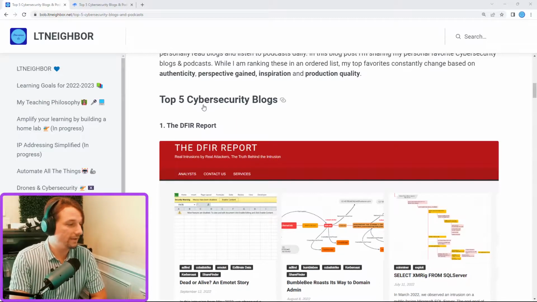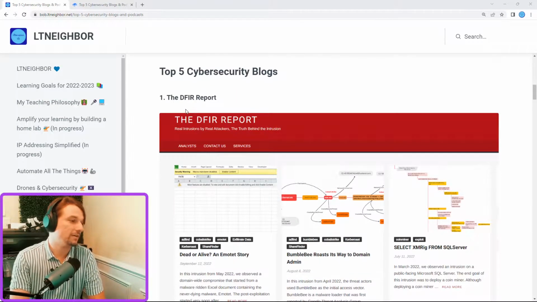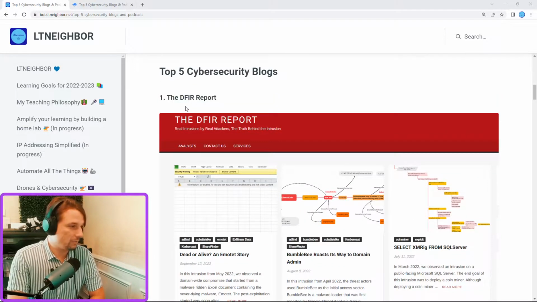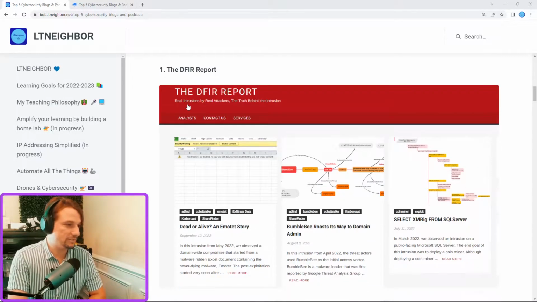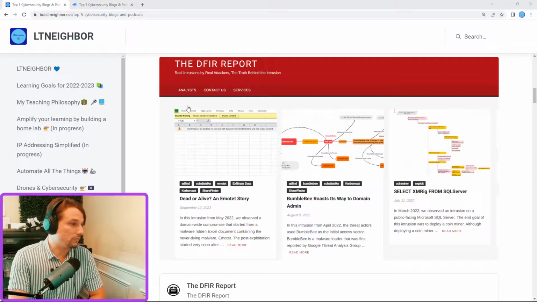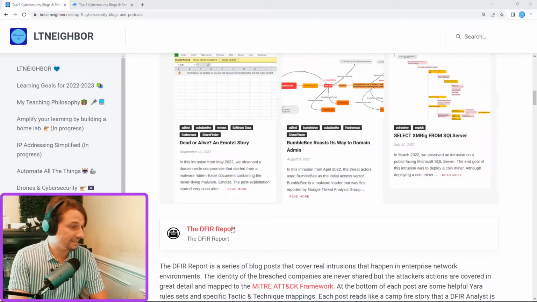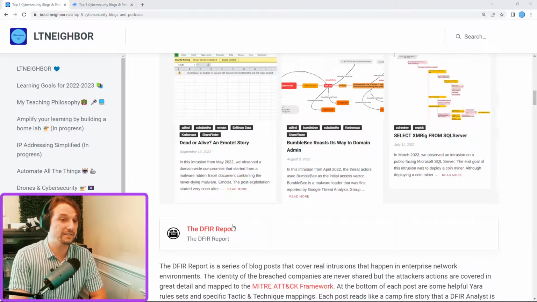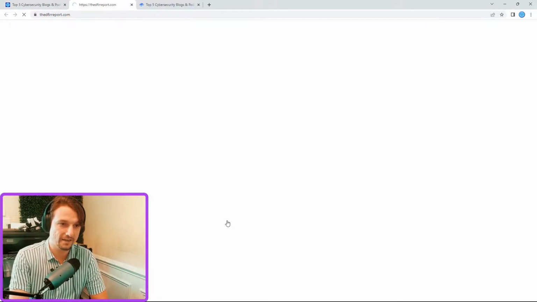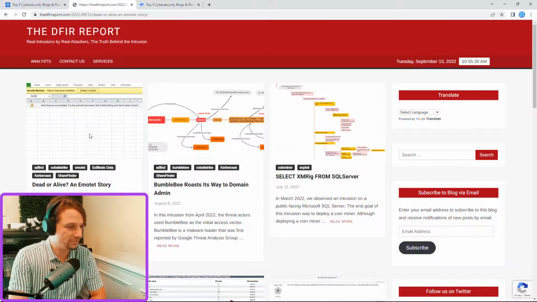So my top 5 cybersecurity blogs are the DFIR Report, and the DFIR Report's number 1 for me right now, just because not only is it free, but it has very in-depth coverage of different attacks that an incident responder has responded to, and it does redact company names, so you don't see any company names get exposed. But let me just show you the structure.